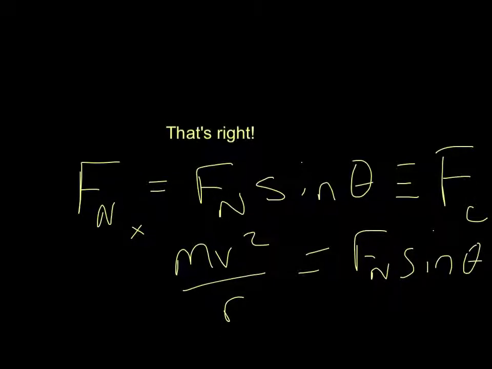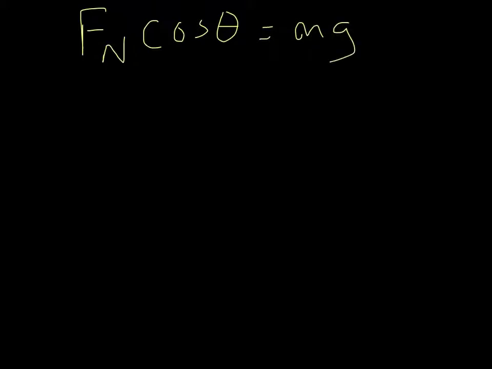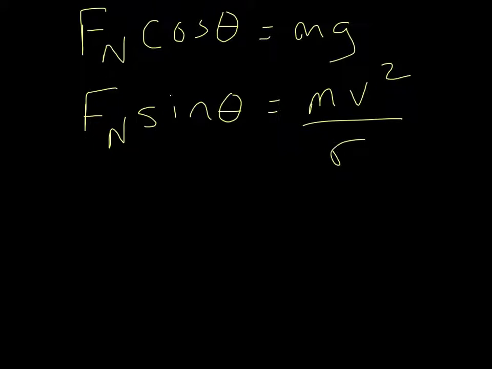On the next slide, we're going to look to see if anything becomes apparent in terms of the relationship of the banking angle theta to, let's say, the velocity that we're going around the racetrack with and how far we are from the axis of rotation. Okay, so we said that Fn cos theta equals mg. And we said Fn sine theta equals mv squared over r.